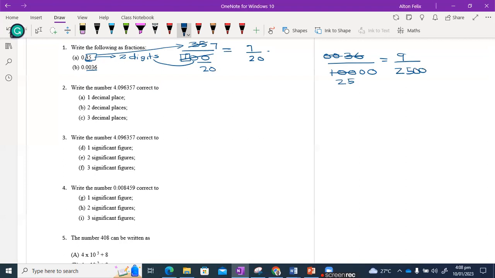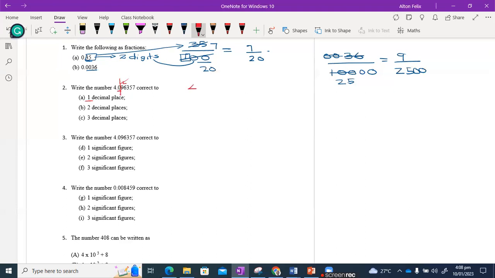In question number 2, we are asked to write 4.096357, correct to 1 decimal place. And when they ask you for 1 decimal place, you look at the number of digits after the point. So you're looking at 1 digit after the point, which is a 0. And I always tell my students to draw a cut-off point as a line. And this is the rule. If the next digit, which is a 9 here, is 5 or more, you add 1 to the preceding digit.